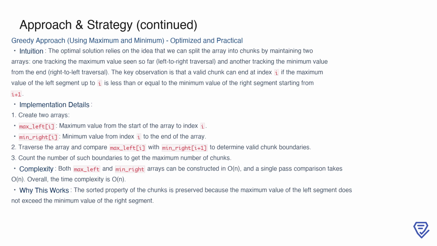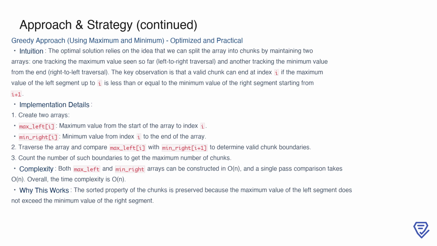A much more efficient solution is based on a greedy approach that leverages the problem's inherent properties. The main insight here is that we can determine valid chunk boundaries by comparing the maximum value seen so far during a left-to-right traversal with the minimum value encountered during a right-to-left traversal. Specifically, if the maximum value of the left segment up to index I is less than or equal to the minimum value of the right segment starting from index I plus 1, we can safely define a chunk ending at I.